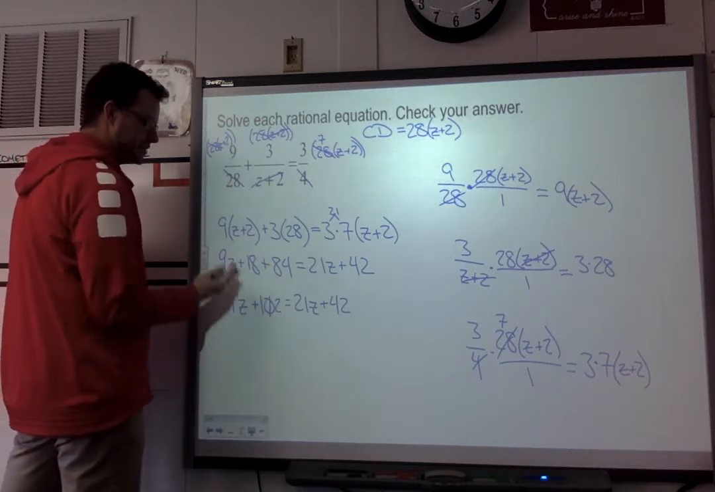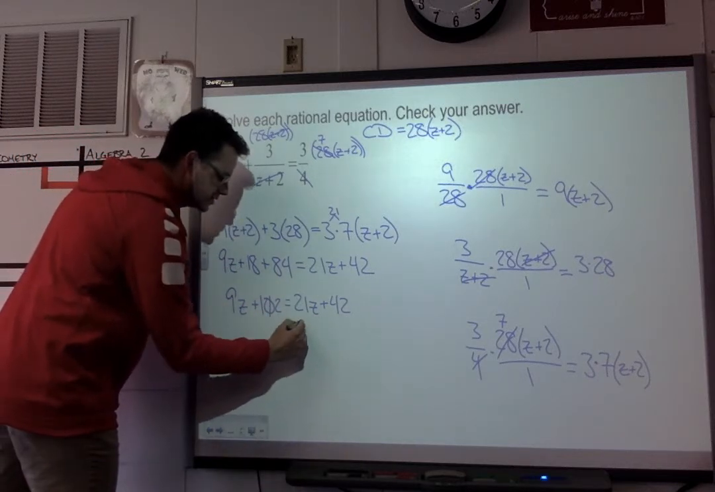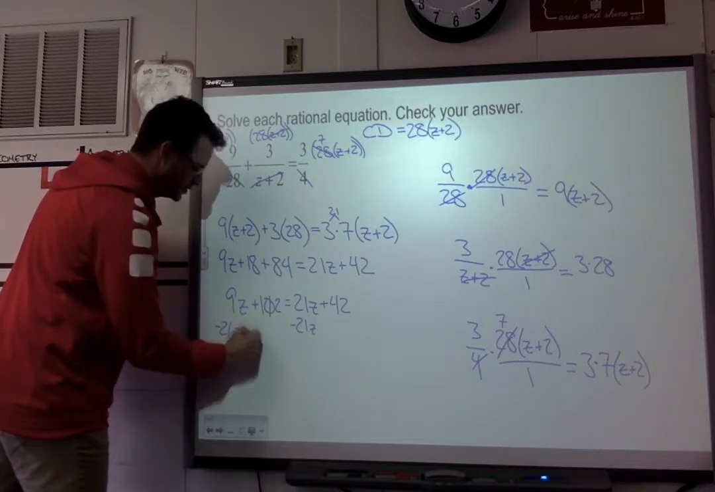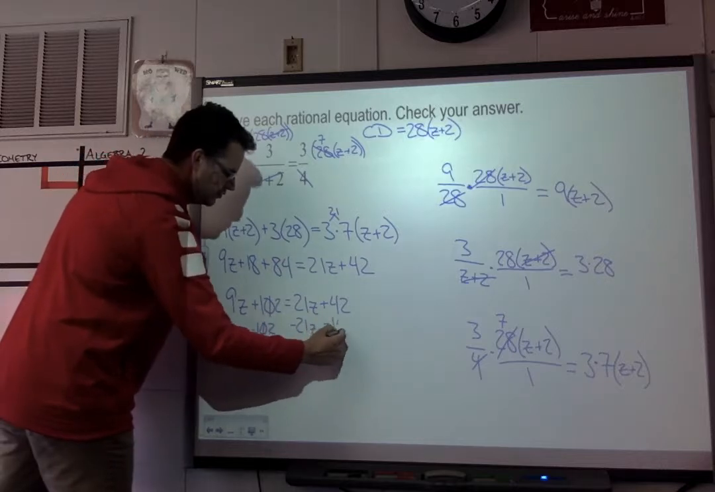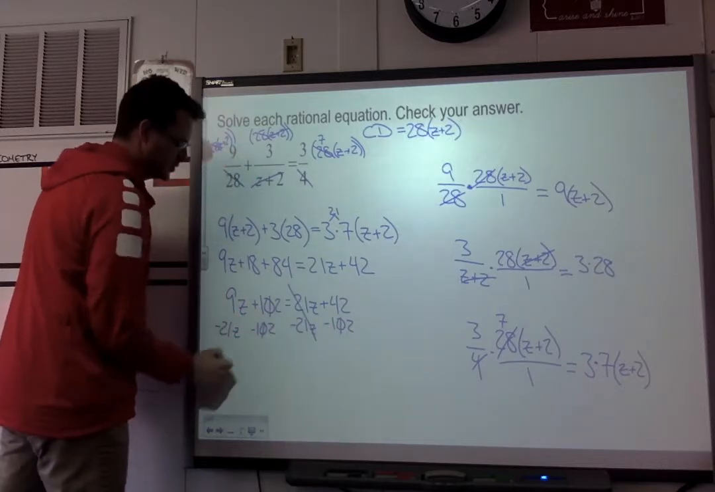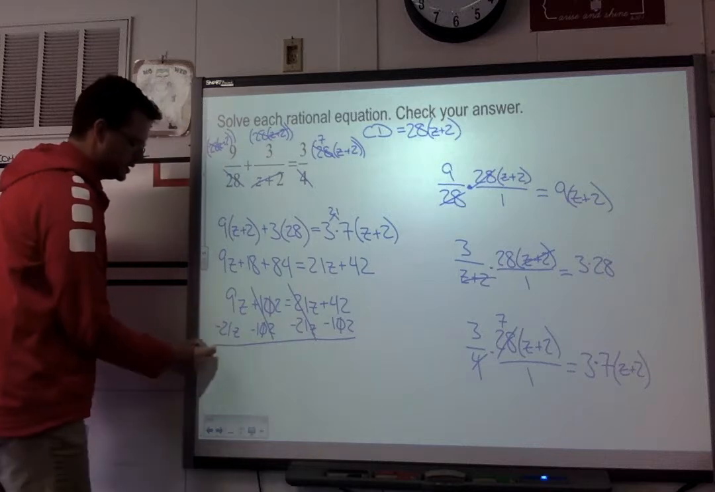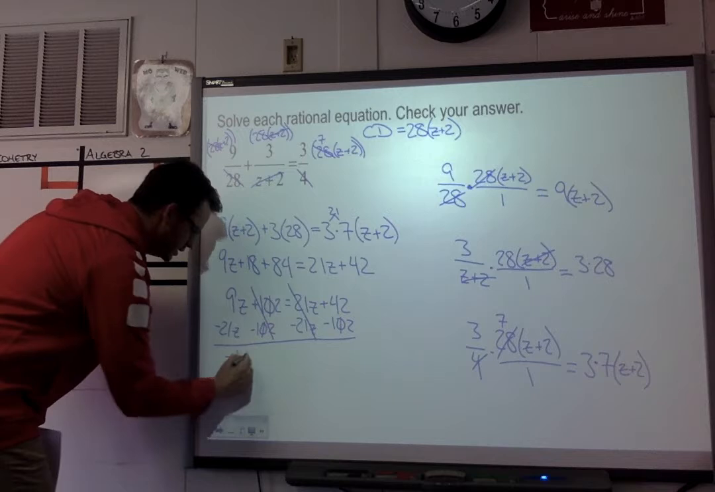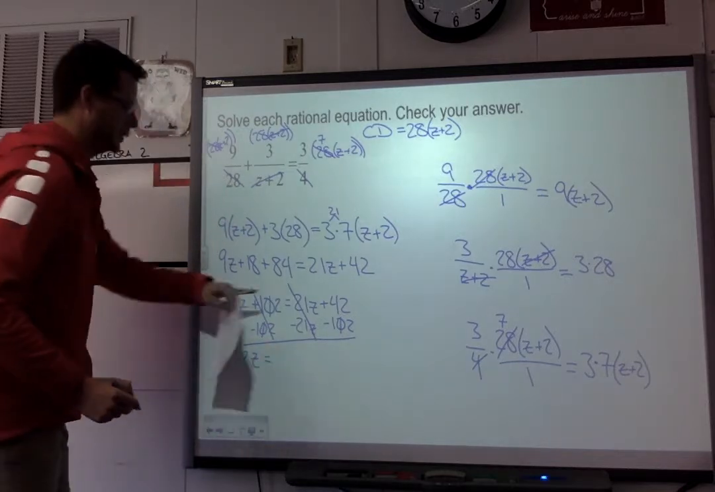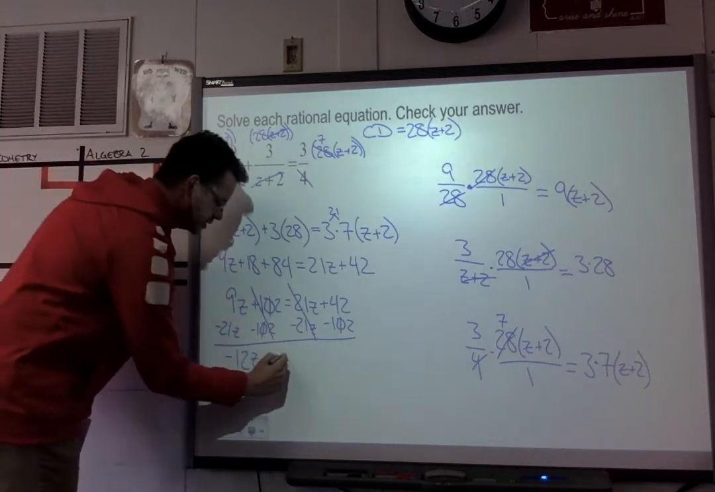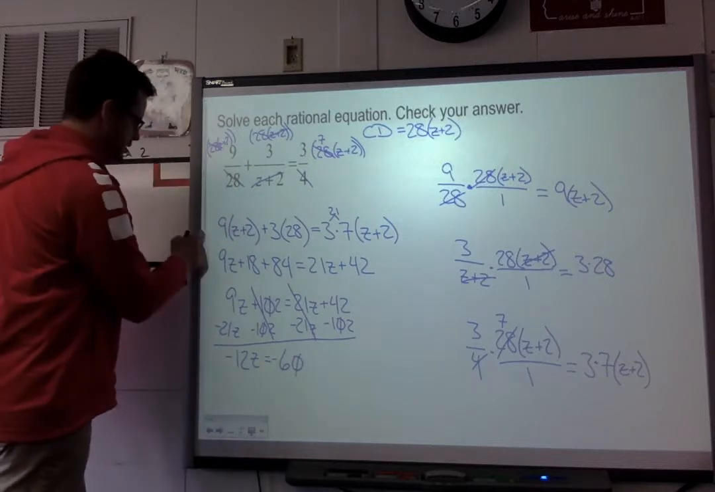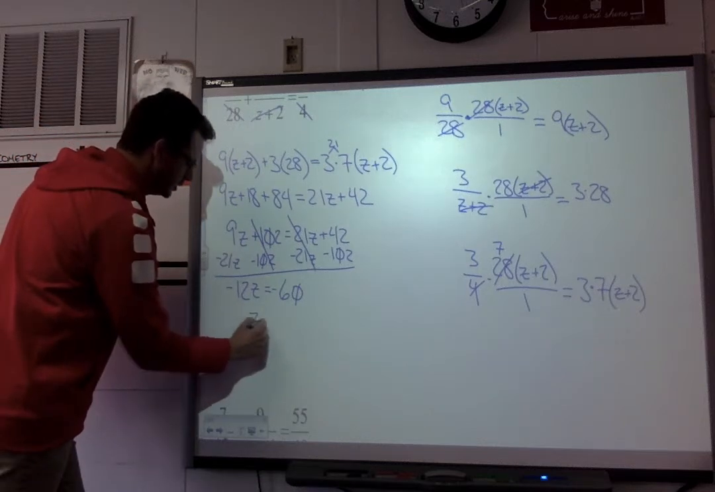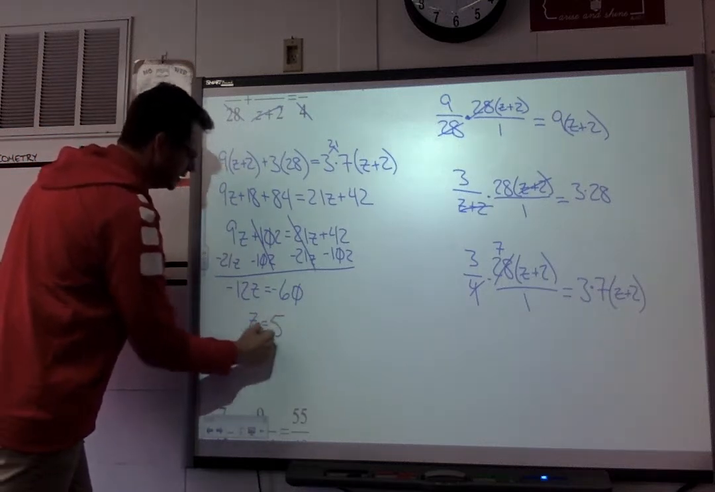Now I want to get the z's to one side and my constants to the other, so I'm going to subtract 21z from both sides. I'm also going to subtract 102 from both sides. So those cancel and those cancel. I'm left with 9 minus 21, which is negative 12z, equals 42 minus 102, which is negative 60. Divide both sides by negative 12, and it gives me my solution of z equals 5.